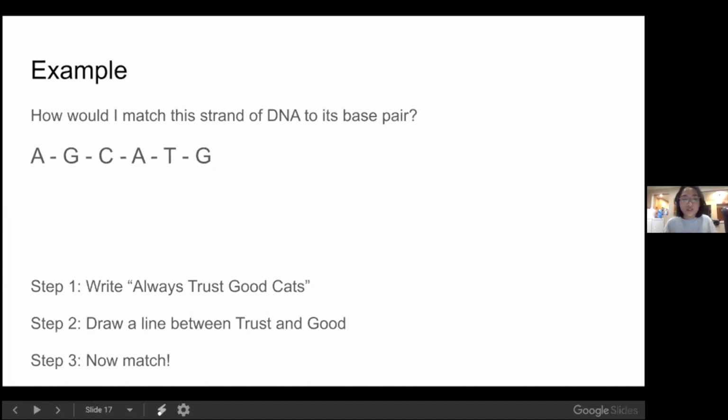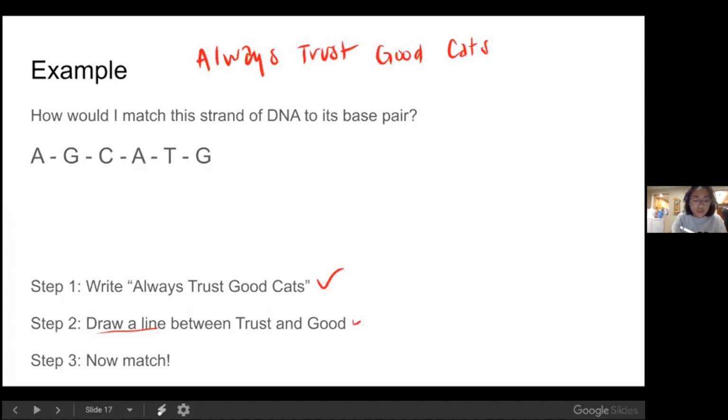All right, so there's 3 steps. Step 1 is to write always trust good cats. Step 2 is draw a line between trust and good. And then step 3 is you would match. So I'm going to do step 1. I'm going to write always trust good cats. Check. Step 2, draw a line between trust and good. That way I know what matches with what.